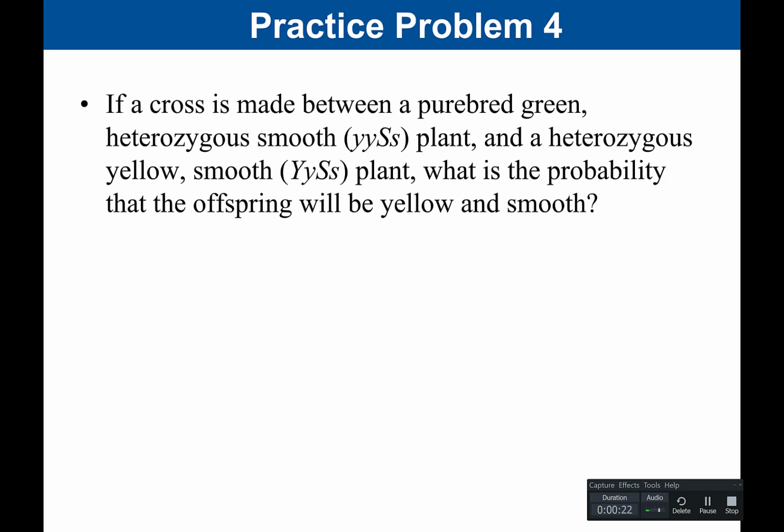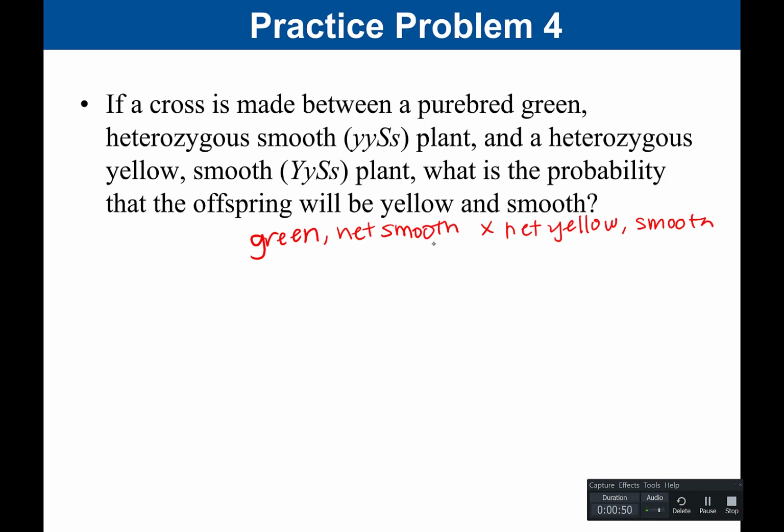Now, in this particular question, I did give you the genotype, but in the other questions, I might not. So you need to be able to read the question and then figure out the genotype. So I start by writing down the phenotypes of the parents. So I wrote down the phenotypes of the parents. So green, heterozygous smooth, crossed with heterozygous yellow and smooth.